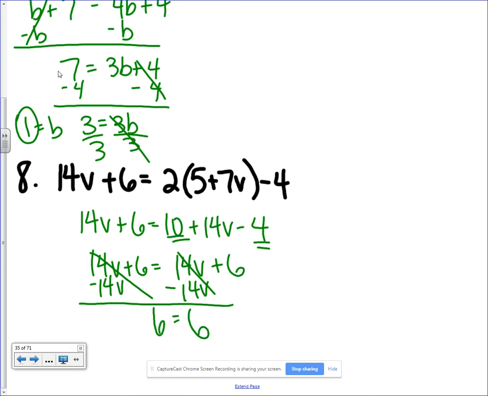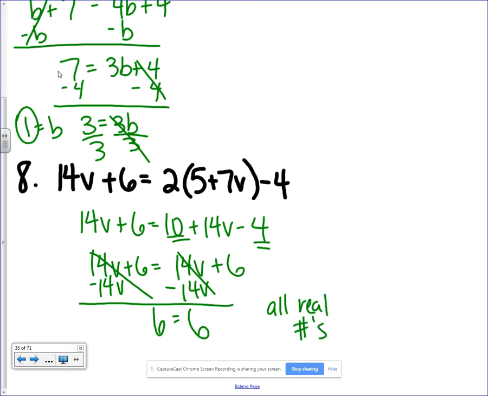All right, so I'm all the way down to the end here, and I have 6 equals 6. There's no variables left. Ask yourself, does 6 in fact equal 6? Yes, 6 equals 6, and it will always equal 6. Therefore, there are infinite solutions to this problem. All real numbers will work.